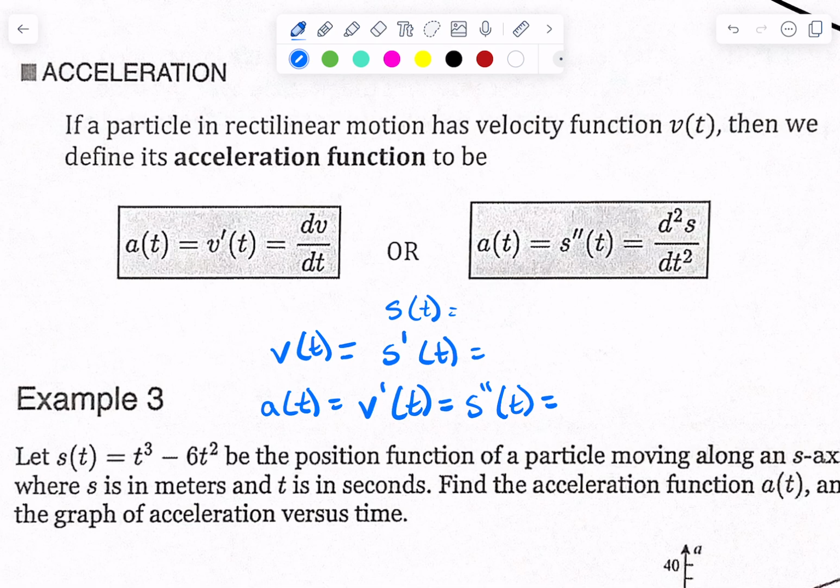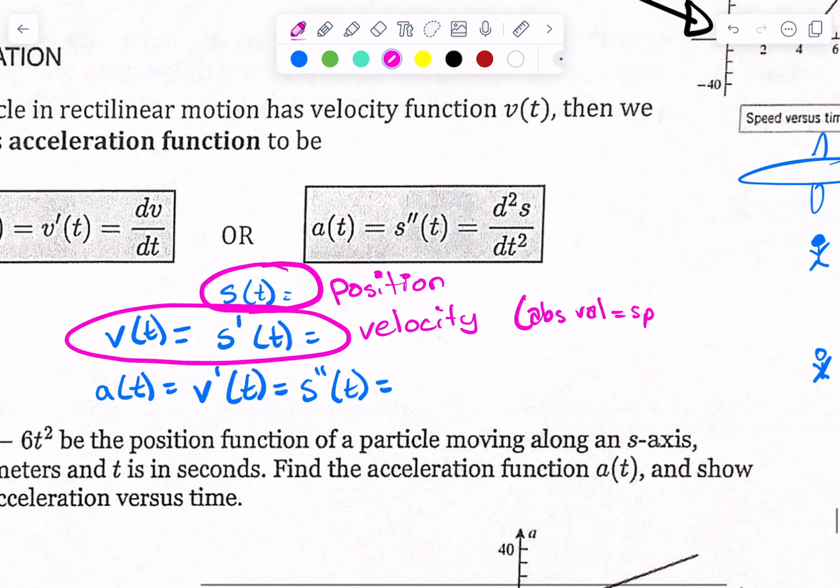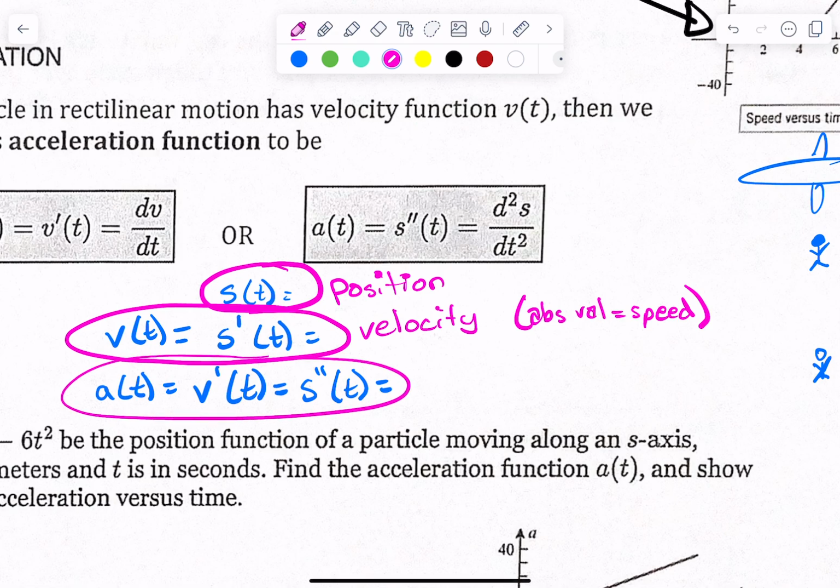Okay. Here is the progression of how things work. So we just talked about this is where the position is. This is where my s of t is, position. That's where my ant is located, right? But if I take the first derivative of s of t, that's my velocity. Okay? If I take the absolute value, I'm going to say absolute value equals speed. So if I want to look at speed, I would do the absolute value of the velocity instead. But if I take the second derivative, that will tell me what my acceleration is.